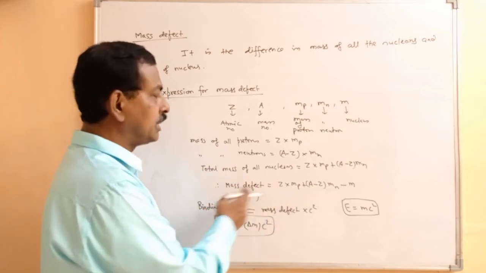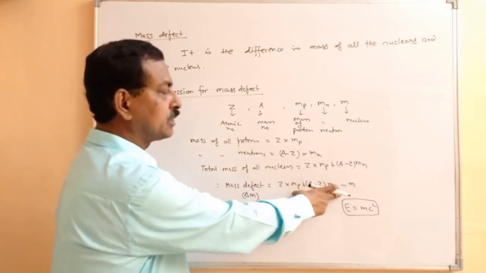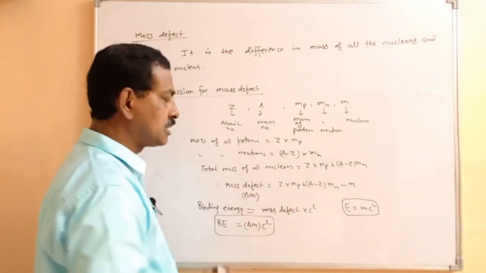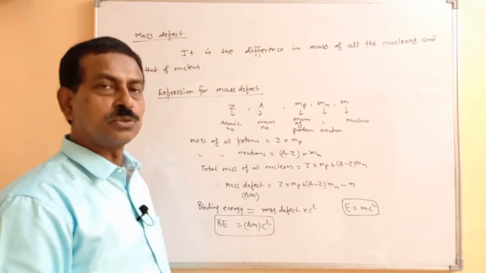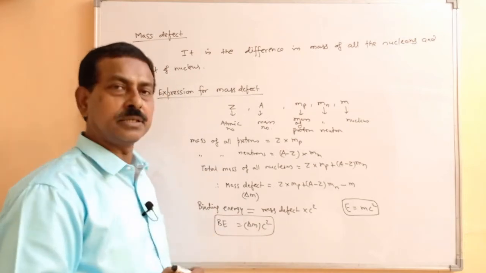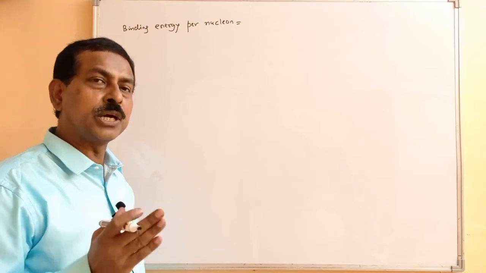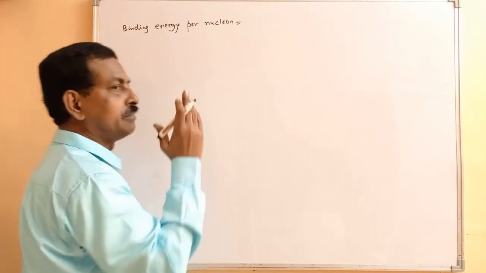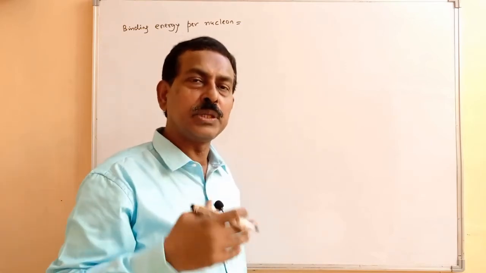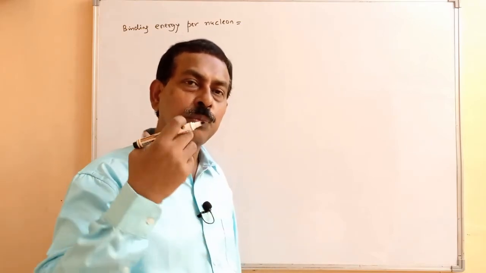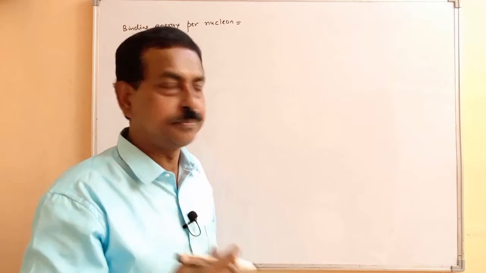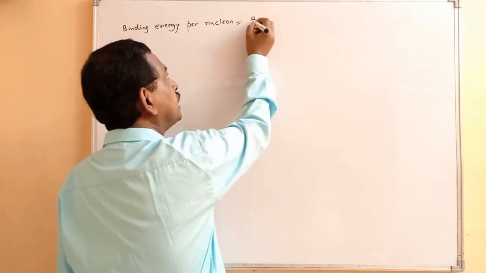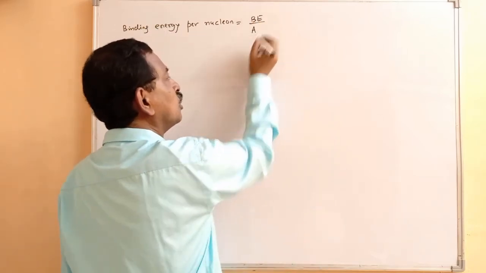Delta M we have already calculated. We can get it from this expression, and then it is c square. So that is the expression for the binding energy. Binding energy per nucleon will be the binding energy divided by the mass number, so that you can get the binding energy value per nucleon.